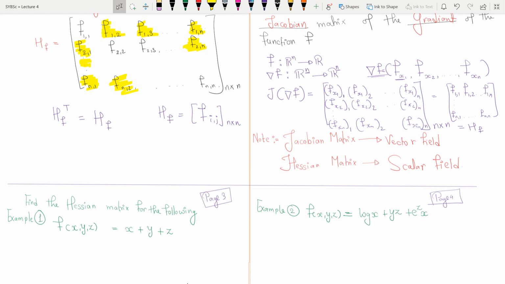But before starting with an example, let me just say what my Hessian is. The Hessian is nothing but f_11, f_12, f_13, f_1n. The second row is f_21, f_22, f_23, f_2n, and so on.